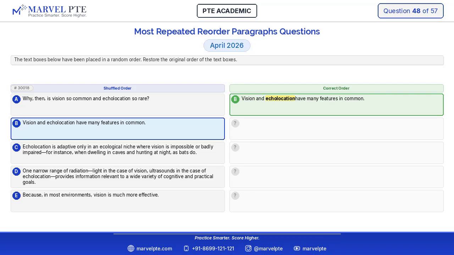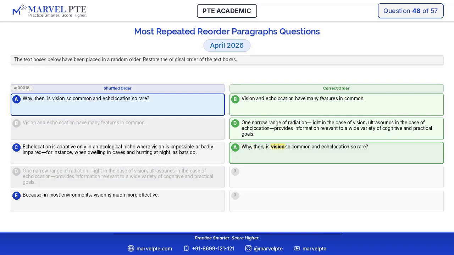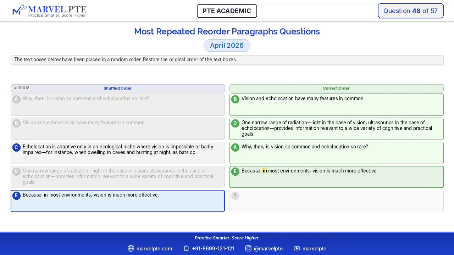Vision and echolocation have many features in common. One narrow range of radiation, light in the case of vision, ultrasounds in the case of echolocation, provides information relevant to a wide variety of cognitive and practical goals. Why then is vision so common and echolocation so rare? Because in most environments, vision is much more effective.